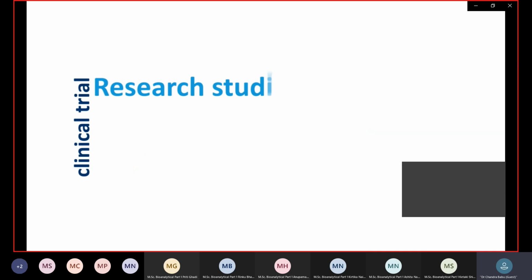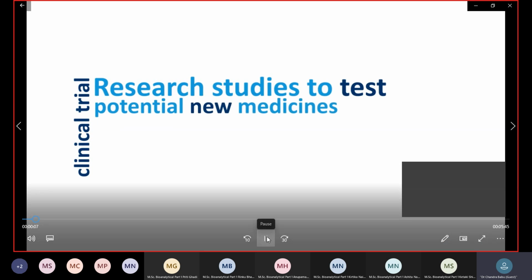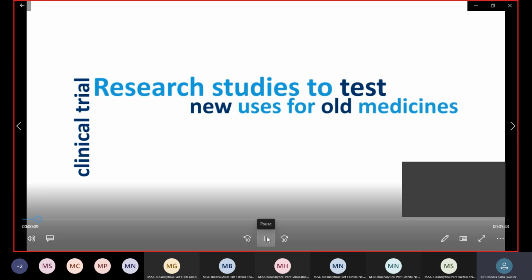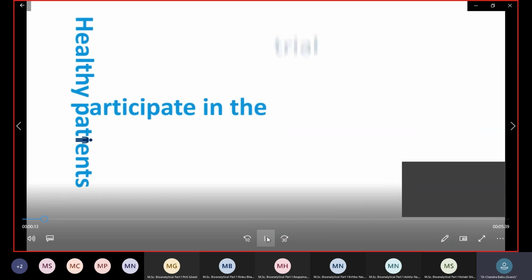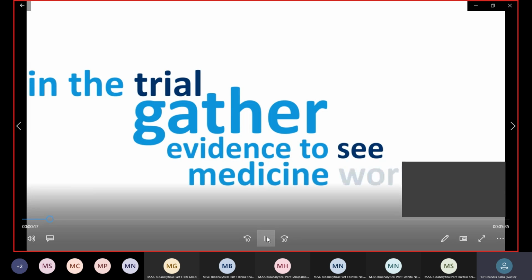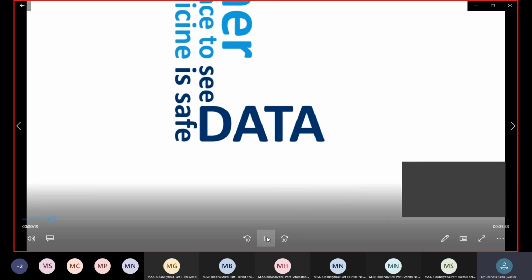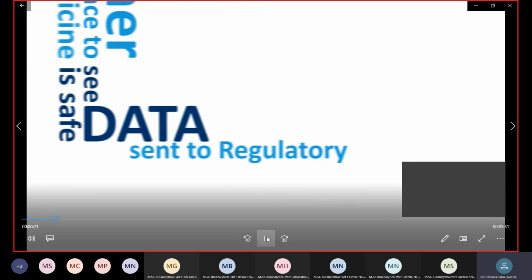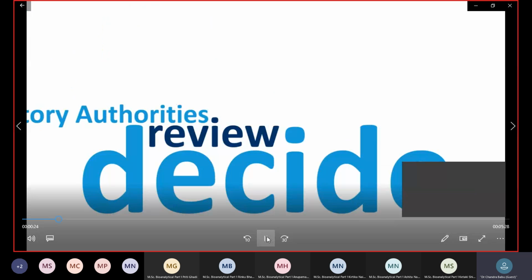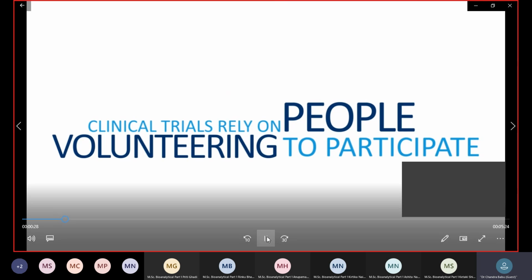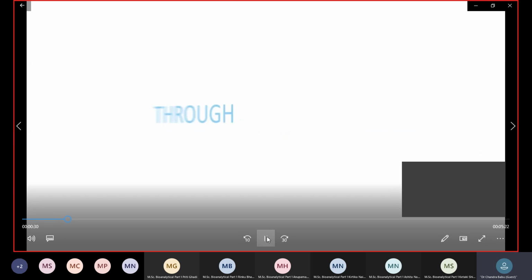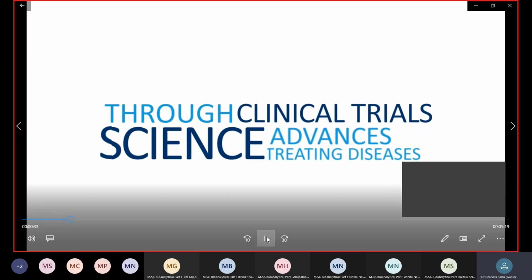Clinical trials are research studies to test potential new medicines or new uses for old medicines. Healthy volunteers or patients with the illness that is being studied participate in the trial. The aim is to gather enough evidence to see if the medicine works and if it is safe. The data from clinical trials are sent to regulatory authorities who review it and decide if the medicine can be brought to market. Clinical trials rely on people volunteering to participate. It is only through clinical trials that science can make advances in treating diseases.